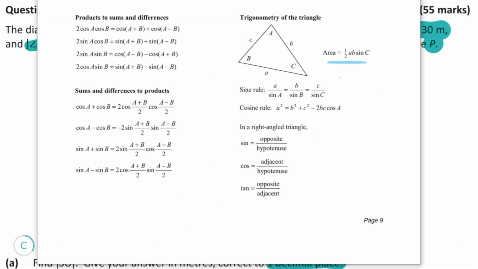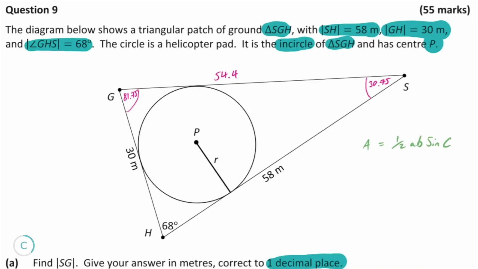So the formula we're looking for in our log tables is just going to be here, the area, a half ab sine C. So we can essentially choose any two sides, and then the angle that isn't opposite either of those sides. So I'm just going to choose the sides 30, 58, and the angle 68. And I'm doing this because that's just us dealing with whole numbers, and that's much easier than choosing any other combination of angles and sides.